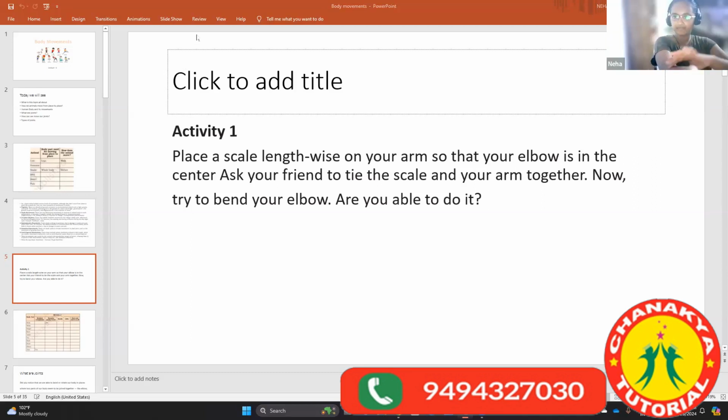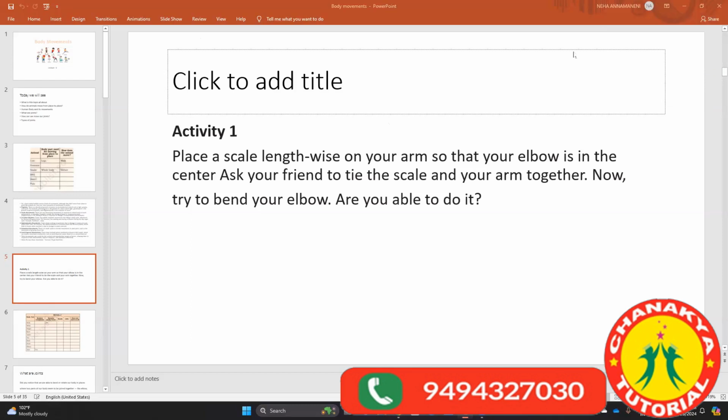Then if you place your scale so that the elbow is in the middle of the scale, then you ask your friend to tie it. Tie the scale with your arm. Then try to bend. Will you be able to bend like this? No, because the scale is not flexible. Imagine you don't have joints, and from here to here it's just one bone. Will you be able to bend your elbow?